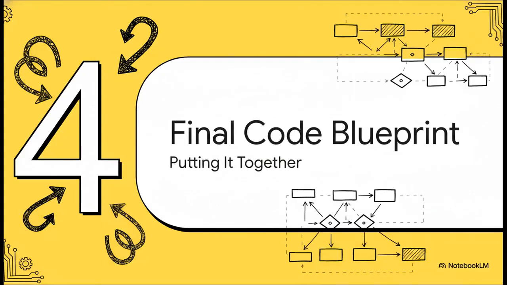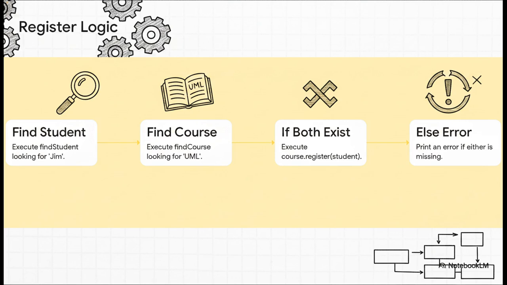Which brings us to Section 4, the final code blueprint. Okay, so we have loops, and we have branching. Let's see how this fully constructed logic looks in actual code format. We're going to walk through the logical flow of our final register method, step by step, tying it right back to the registrar's journey.